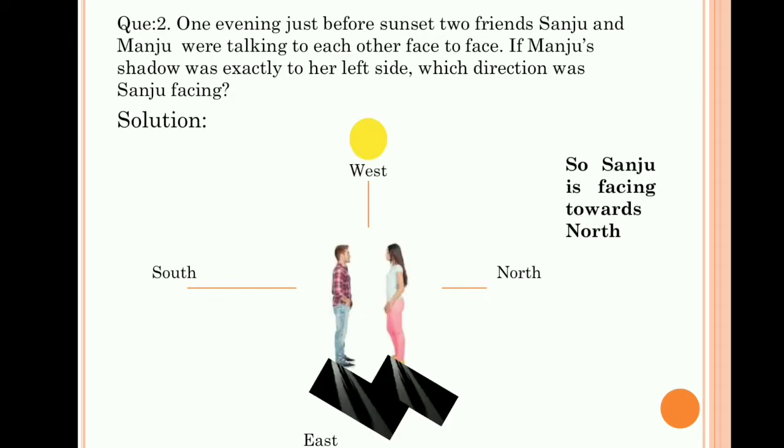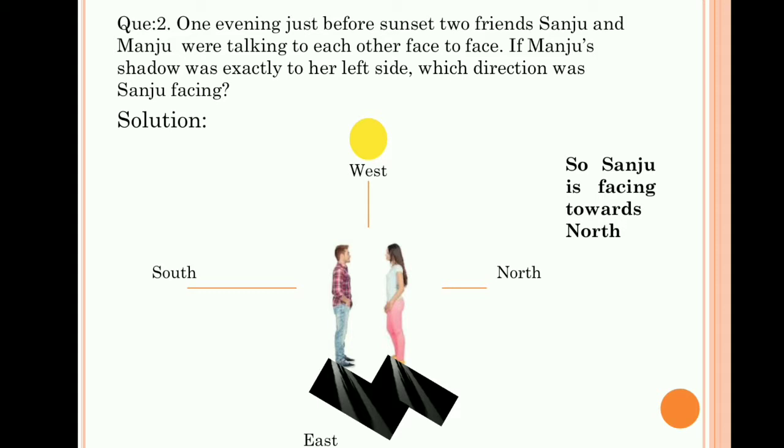Let's see another type of question. It is given one evening just before sunset, two friends Sanju and Manju were talking to each other face to face. If Manju's shadow was exactly to her left side, which direction was Sanju facing? So, as you know, at the time of sunset, the sun is towards the west, because the sun rises in the east and sets in the west.